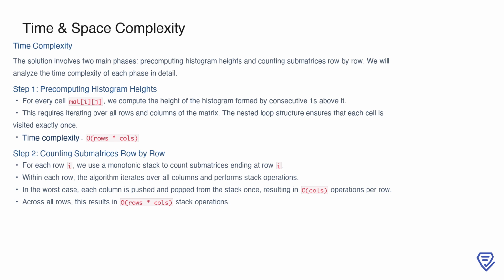Next, we count the submatrices row by row. For each row, we use a monotonic stack to efficiently compute the number of submatrices ending at that row. Within each row, we process all columns, and in the worst case, each column is pushed and popped from the stack once. This results in O(cols) operations for the row, and across all rows, the time complexity becomes O(rows * cols). Together, these two phases ensure that every cell is handled efficiently, avoiding redundant computations.